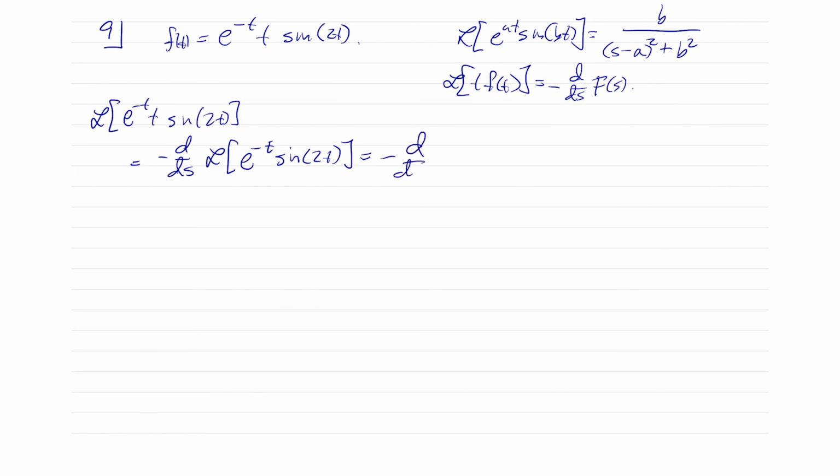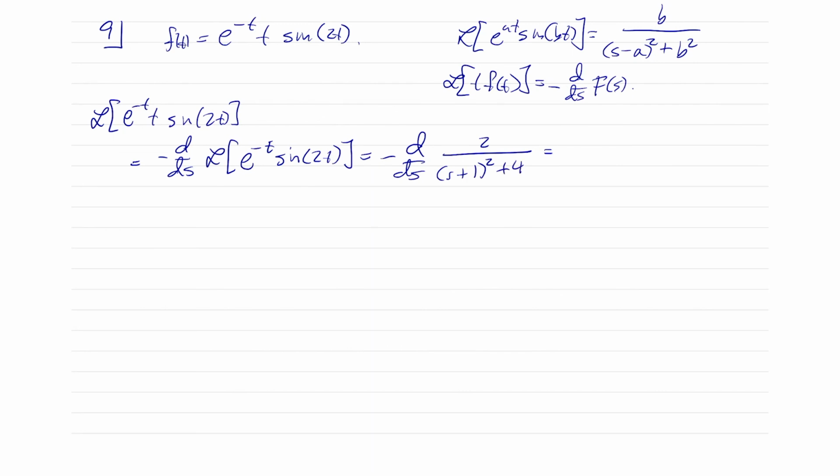So what is that? Well, we know that we can replace this guy with this guy here. And so now we're left with 2 divided by s minus negative 1, so it's going to be plus 1 squared, and then plus 4.